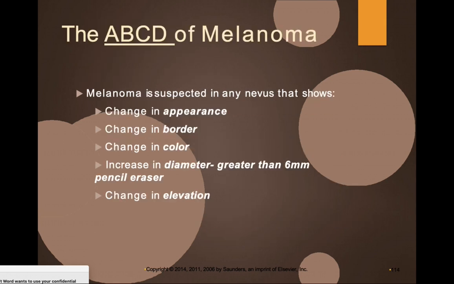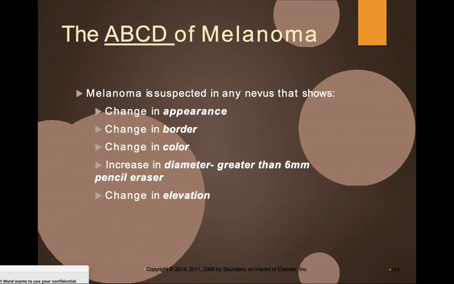There's something that we call the ABCDs of melanoma. So ABCD. Look at the appearance, look at the border, look at the color, look at the diameter. Is it elevated? A, B, C, D, E. So is it a change in the appearance? Is it a change in the border? Is it a change in color? Is there a change or increase in diameter, especially if it's greater than 6 millimeters? A pencil eraser is a good object to use as a reference because that pencil eraser is about 6 millimeters. And is there a change in the elevation?